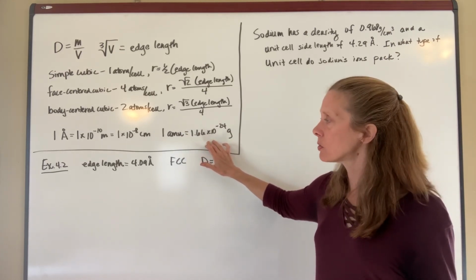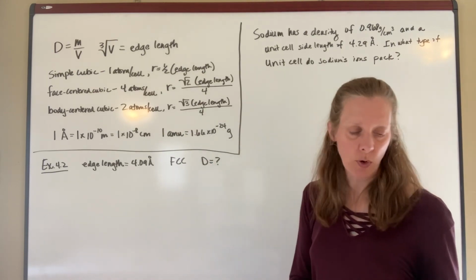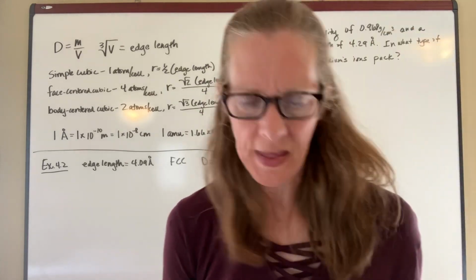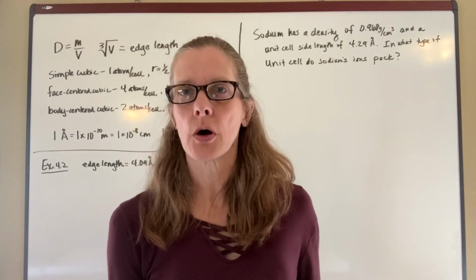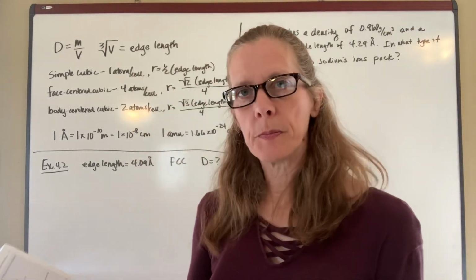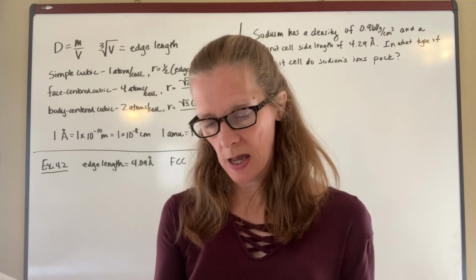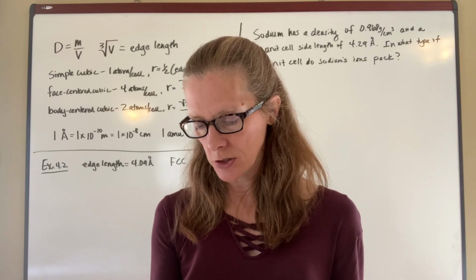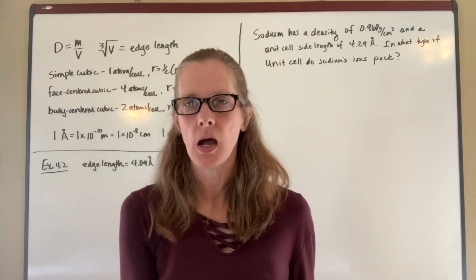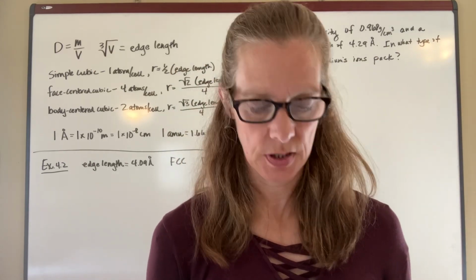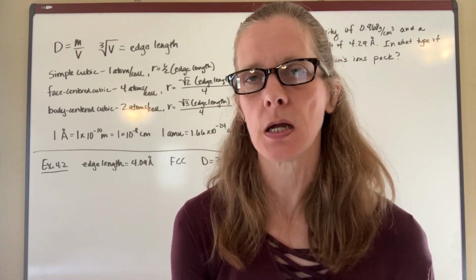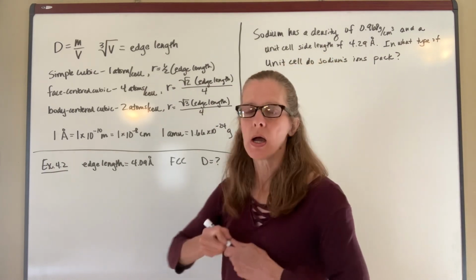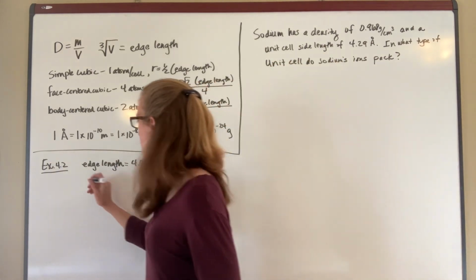All right. So let's look at example 4.2, which is on page 120. We'll go through this example. It says at 25 degrees, the edge of silver's face-centered cubic unit cell is 4.09 angstroms. What is silver's density at 25 degrees Celsius? Okay, so to find density, we need mass and we need volume. So let's start with volume. Let's do that one first.